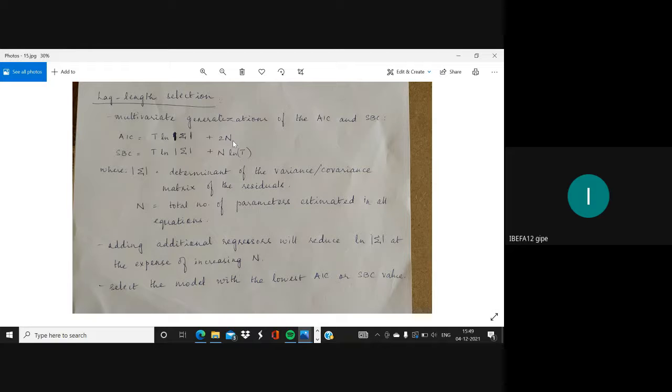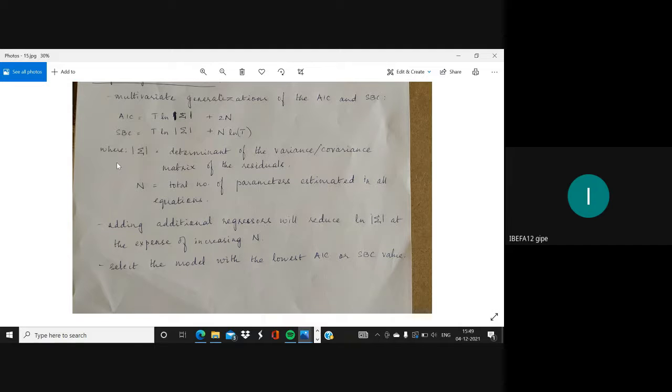So here also, when we are selecting the number of lags or the lag length for your VAR model, you'll have to balance this trade-off and choose the model which has the lowest AIC or SBC value. So your criteria will be again minimization of the AIC or SBC value when you're selecting the lag length.